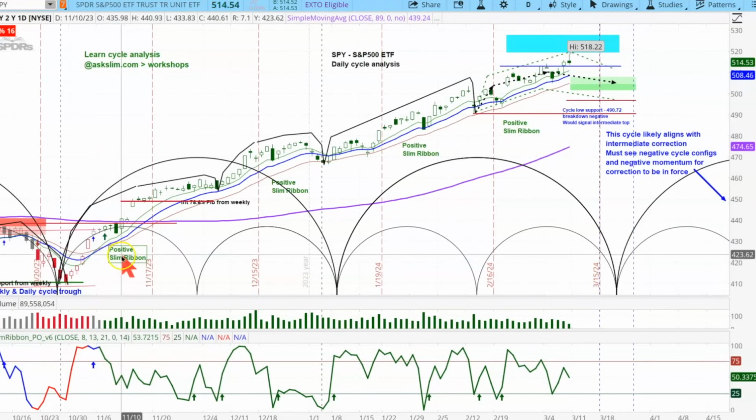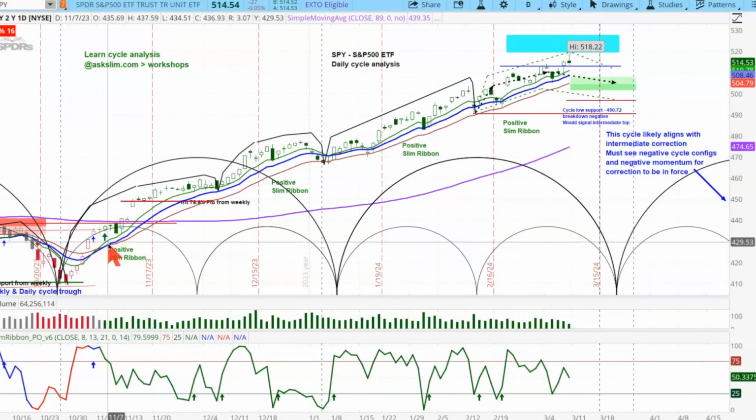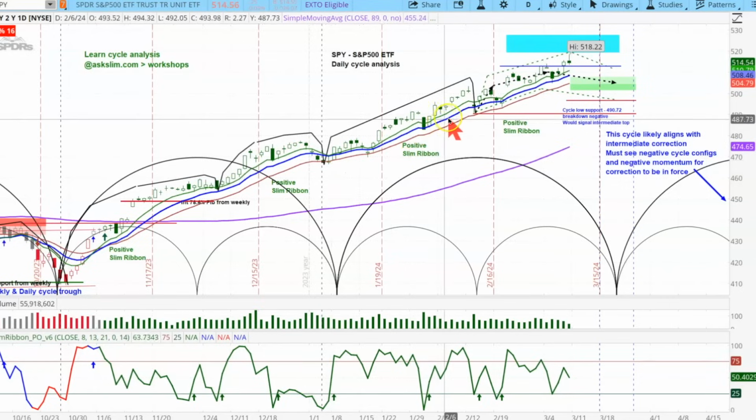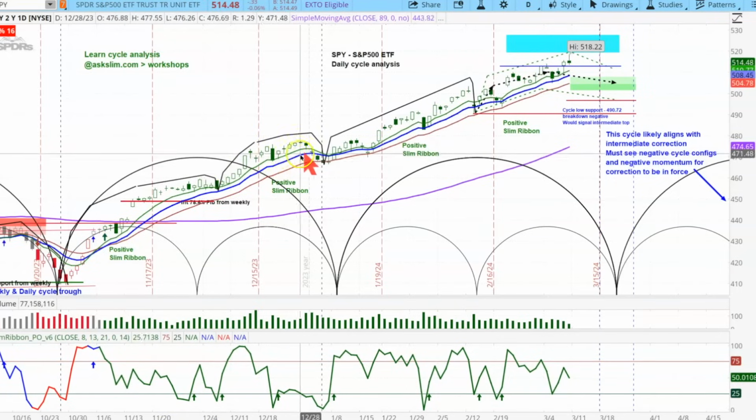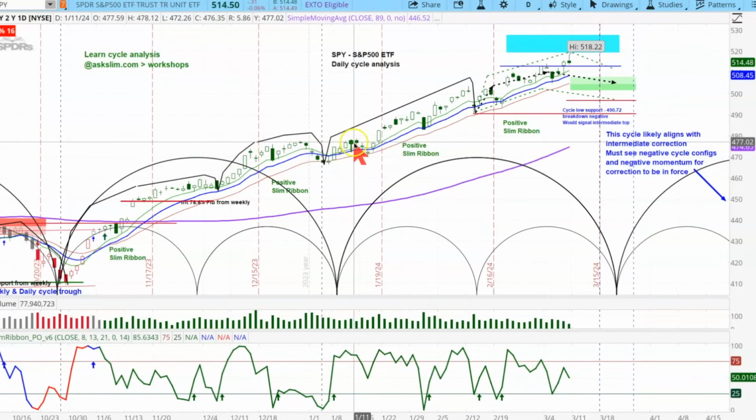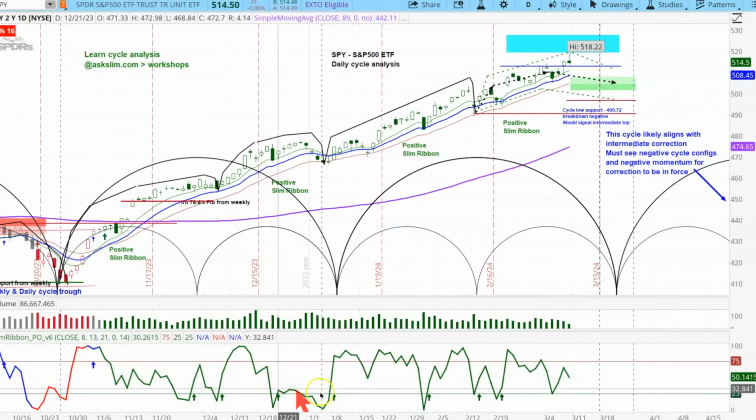It's important to note the slim ribbon, this is where it turned positive. Each of these minor cycles has had a positive slim ribbon. It's gotten support in the slim ribbon and then moved up again. Also, the slim ribbon PO on the bottom, a level 4 indicator, has continued to give you positive readings. When it's green, the slim ribbon is positive. If you're using Thinkorswim, then the bars are all going to be green because it's positive. And each of these arrows tells you there are upside momentum resumptions.